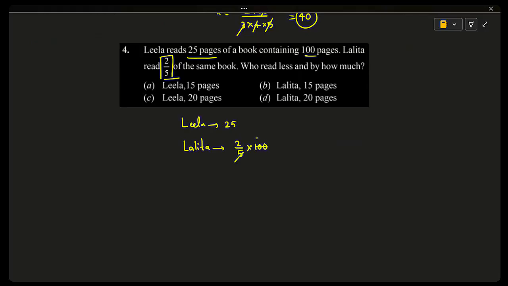So 5 twos are 10, 0. 20 into 2 is going to be 40. They're asking who read less and by how much. Definitely Leela read less. By how much? The difference is 40 minus 25, which is 15. That is, Leela read less by 15 pages. That is answer A, Leela, 15 pages. Next, fifth one.